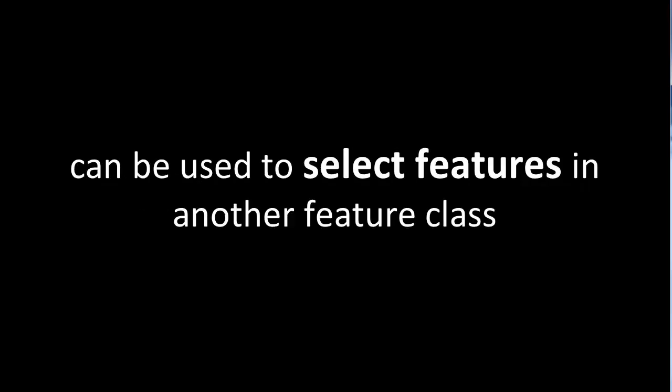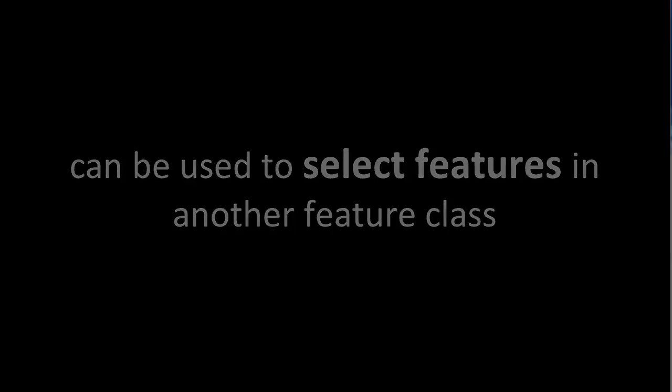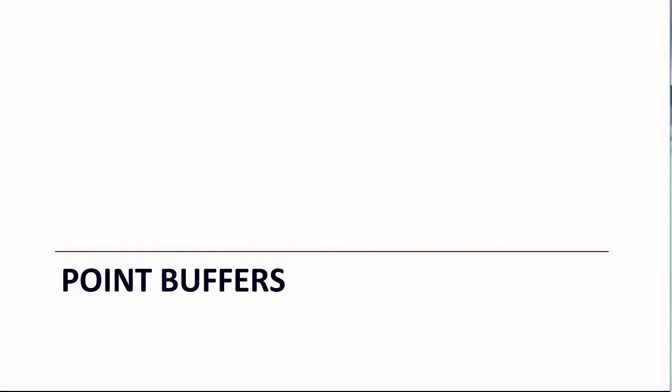Sometimes you use buffers to clip features. Maybe you're creating a buffer around a water feature and you need to then clip other features around that. Or buffers can be used to select features in another feature class. These are just a few of the examples of the many uses for proximity buffers. Let's take a look at some more detailed examples of points, lines, and polygon buffers. Let's start by looking at point buffers.